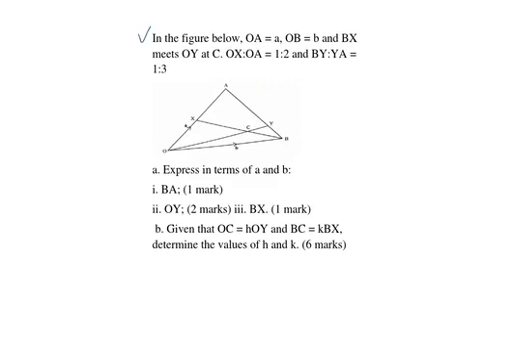Question number 23. In the figure below, OA is equal to vector A, OB is equal to vector B, and BX meets OY at C. OX is to OA is equal to ratio 1:2, and BY is to YA is equal to ratio 1:3.